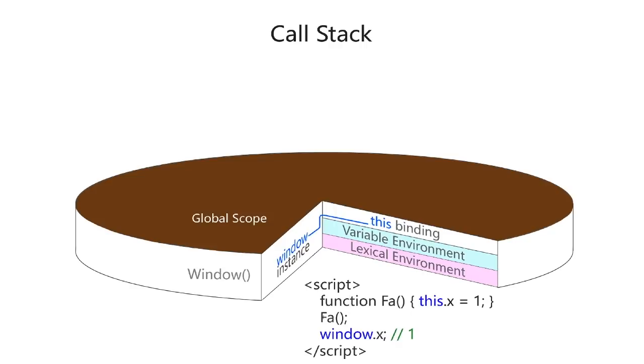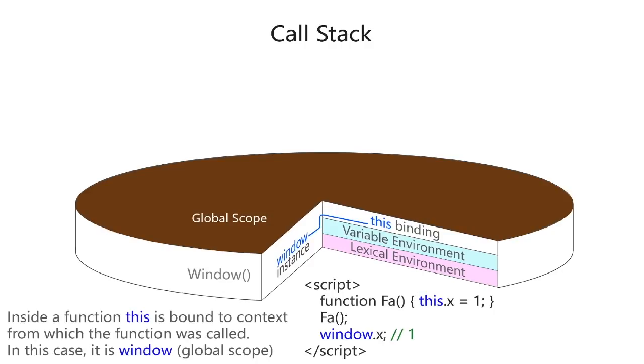This is why after we run this function, we try to output x on the window object. Now we'll get 1. It's the same value we set here, because again, this keyword inside the function that was called from the global scope will be bound to the global scope, or the window object, and not the function itself.